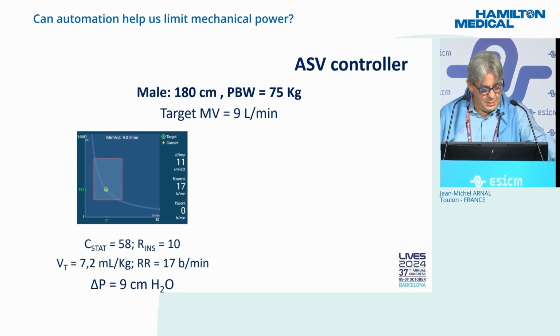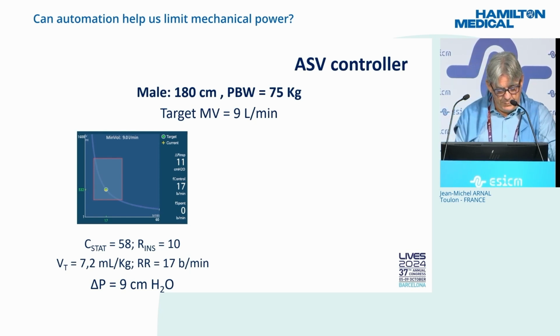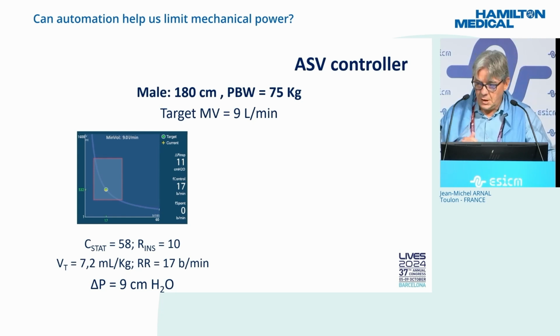Let me just give you an example. If you take a man, 180 centimeter, his predicted body weight is 75 kilograms. And if we set a target minute volume at 9 liters per minute, which is conventional for this patient, if the patient has a normal static compliance, let's say 58, and normal resistance for an intubated patient, this will result in a tidal volume that is around 7.2 milliliters per kilogram and a respiratory rate around 17 breaths per minute. And the resulting driving pressure will be 9 centimeters of water.